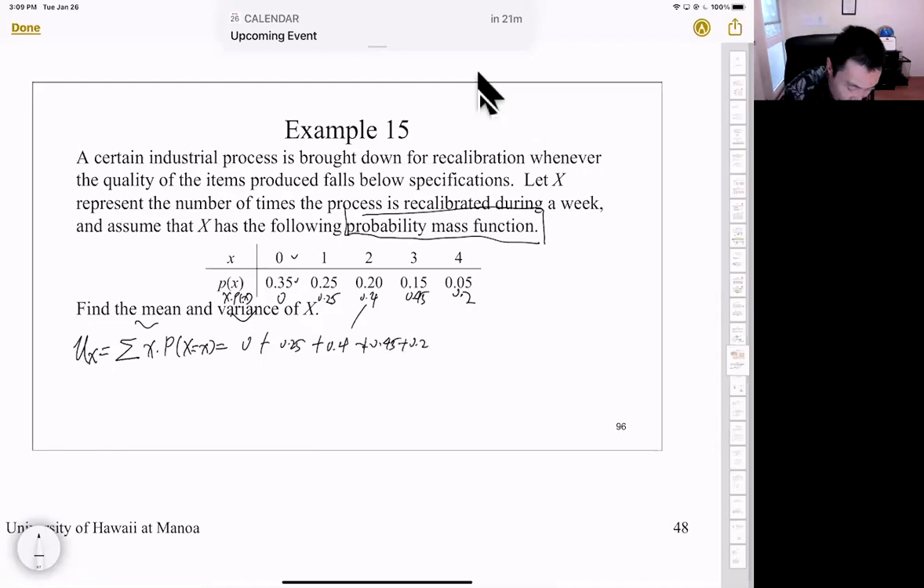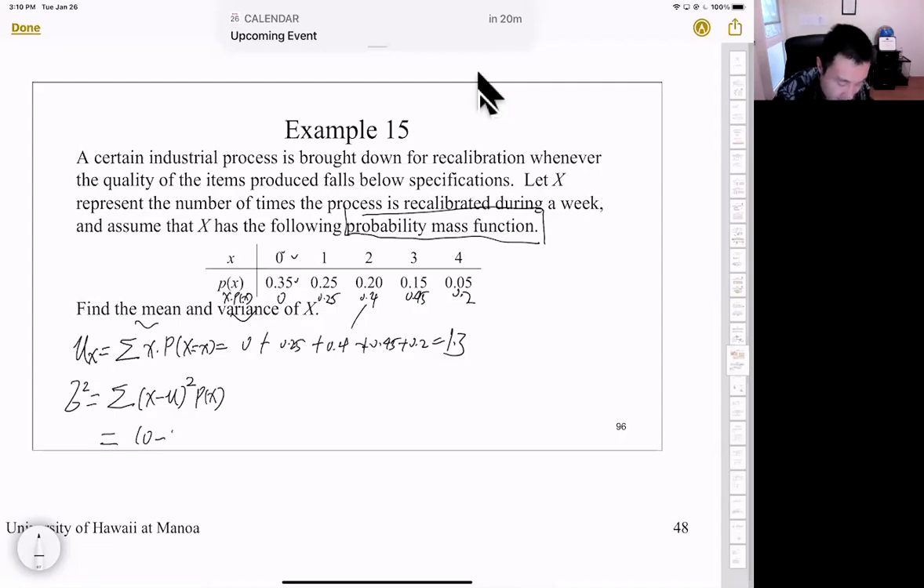For the variance sigma square, we can use one of two equations. So let's use this: x minus mu, which we just calculated, squared times p of x. Let's just plug in the numbers. For the first x, 0, 0 minus mu is 1.3, so 1.3 squared times p of x, which is 0.35.